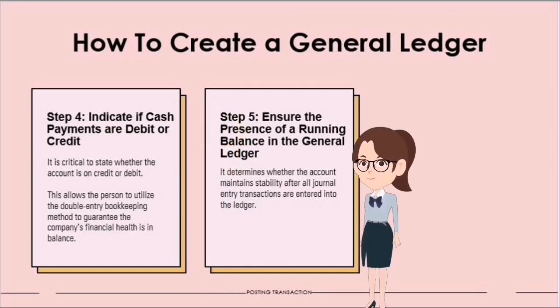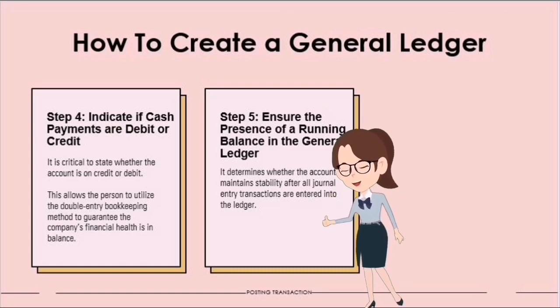Step 5. Ensure the presence of a running balance in the general ledger. It determines whether the account maintains stability after all journal entry transactions are entered into the ledger.